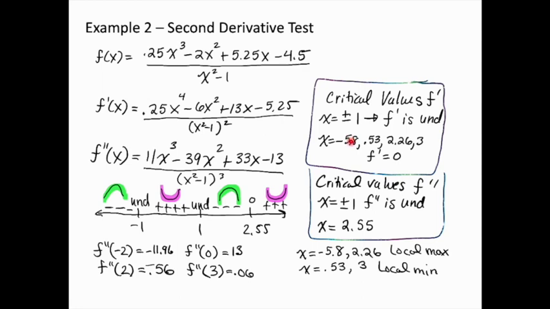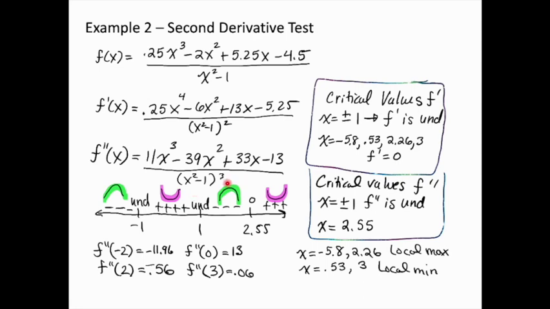Now let's find the second derivative. When you take the derivative of the derivative, again, I'll let you do the intermediate steps so you can practice. But when you find the second derivative and simplify it, you're going to get (11x^3 - 39x^2 + 33x - 13) all over (x^2 - 1)^3.